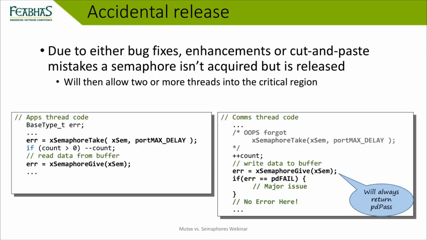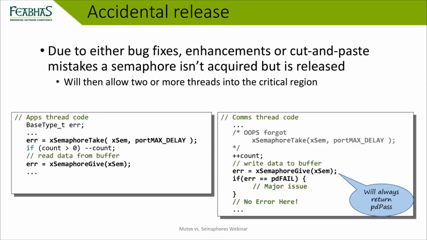This comes down to the fact that there is no actual pairing between acquiring the semaphore and releasing the semaphore. The code example here is using the FreeRTOS API, which uses what's called a take-give model. On the left, we've got the apps thread doing mutual exclusion. It's done a semaphore take, and it's done the count decrement, and then done a semaphore give, as a good citizen. So that's a correct use of a semaphore for mutual exclusion for a critical region.